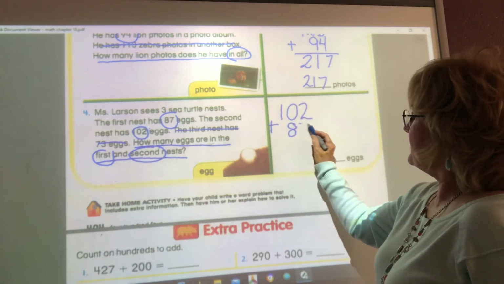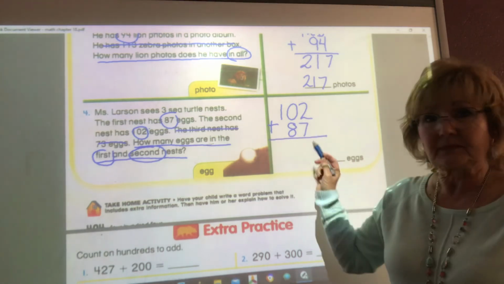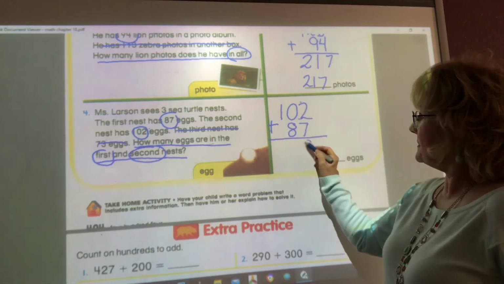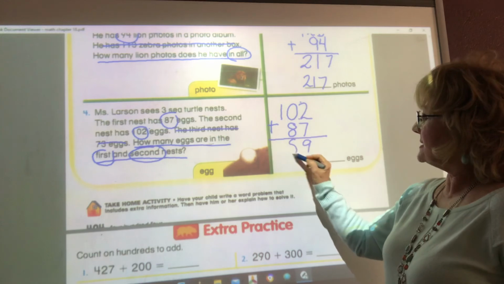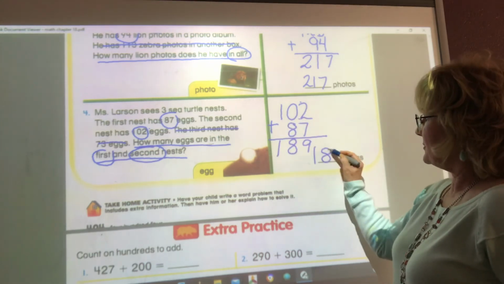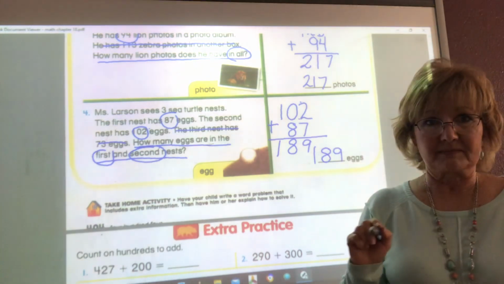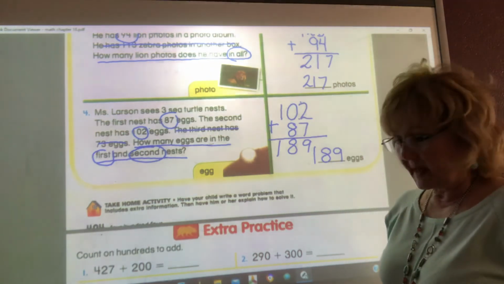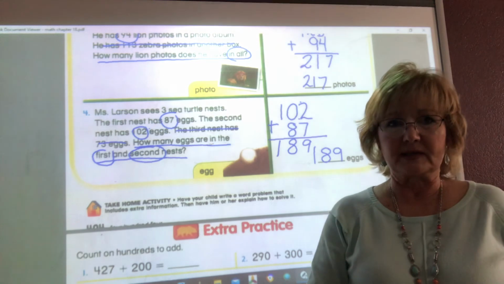The 87 lined up correctly. And 7, 8, 9. 0 plus 8 doesn't change the 8. Bring down the 1, 189 eggs. Okay, so that is the end of our math lesson for today.